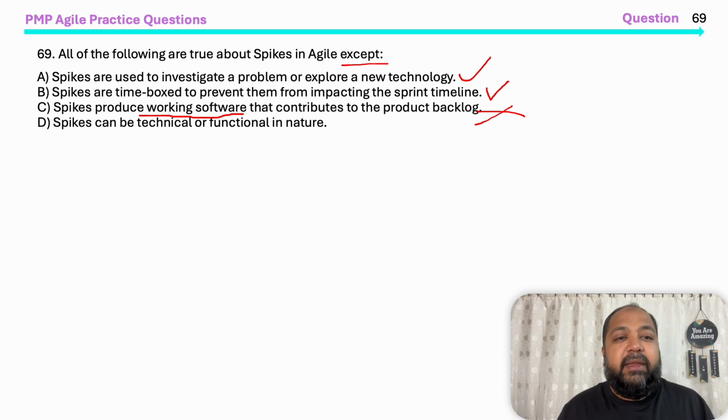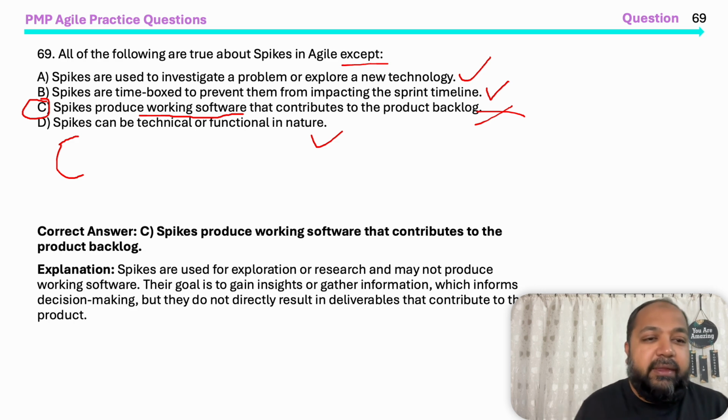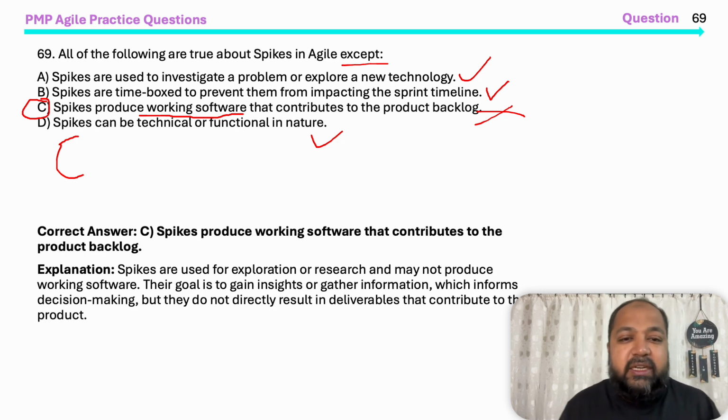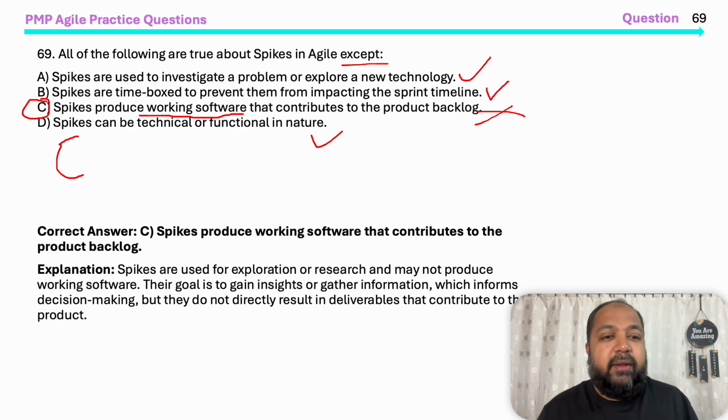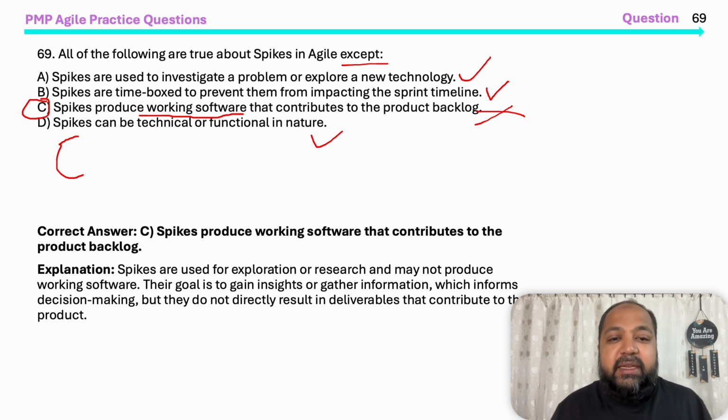Spikes can be technical or functional in nature. True. So C is incorrect, which is the correct answer, okay, because it's asking what except. Yes, spikes are used for exploration and research, and may not produce working software. Their goal is to gain insights and gather information, which informs decision making, but they do not directly result in deliverables that contribute to the product.